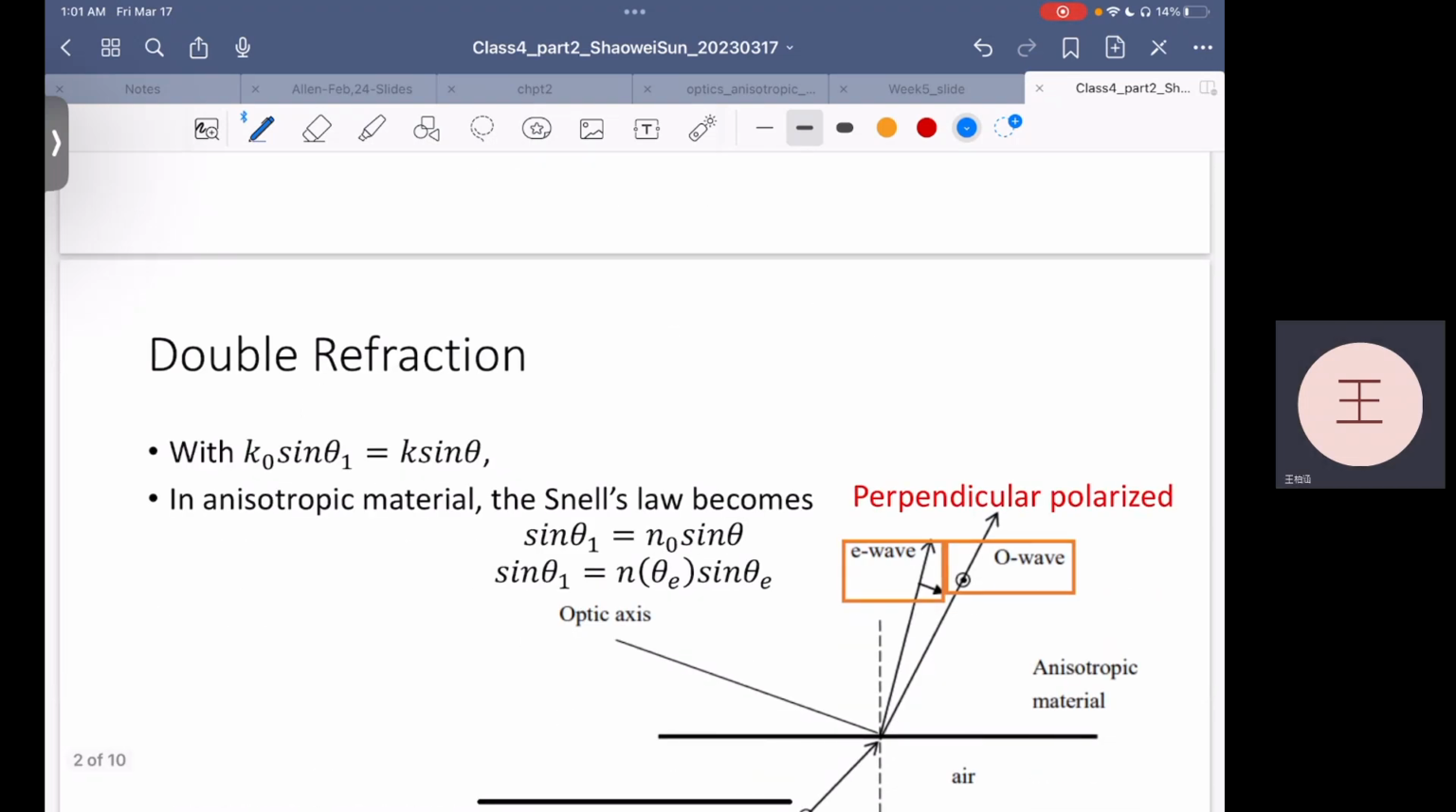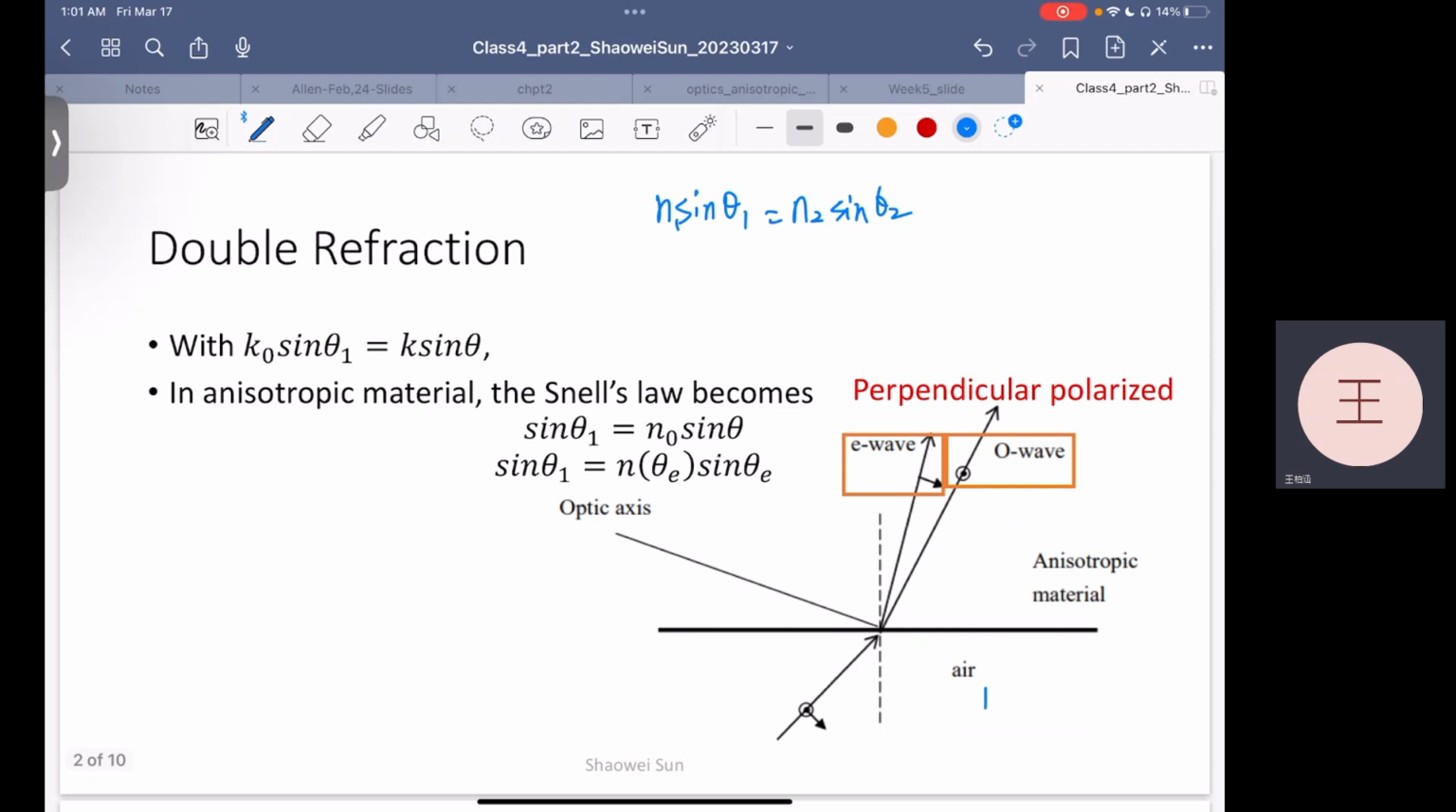The first thing we are going to talk about is the case surface, which is the double refraction. So starting from Snell's law, it's quite the same concept. And in our case, we suppose we are in the air, so N1 equals 1 in this case. Of course, here is theta 1.